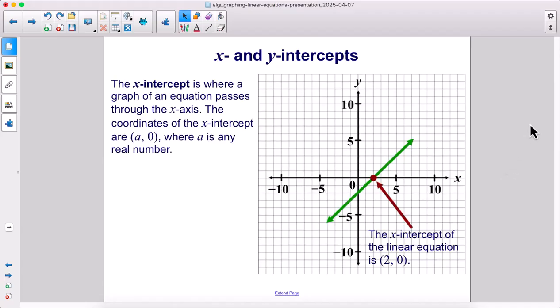The x-intercept is where a graph of an equation passes through the x-axis. The coordinates of the x-intercept are a, 0, where a is any real number. So the x-intercept of this linear equation is 2, 0. The y-intercept is where a graph of an equation passes through the y-axis. The coordinates of the y-intercept are 0, b, where b is any real number. So this line passes through the point 0, -2.